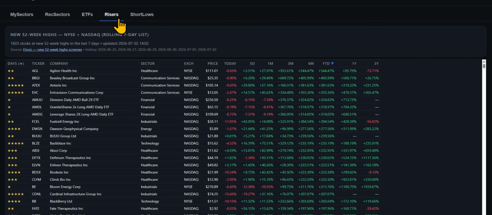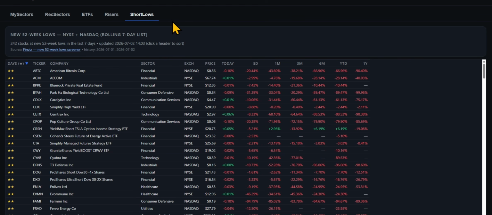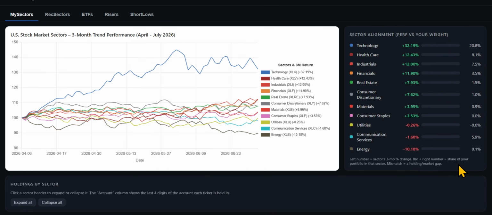Using the Risers tab from Claude Output, we'll place a trade in a pre-tax account like a 401k for stock trades. The next type of trade we'll do today is the short lows. So using the short lows tab from Claude Output, we'll place a short sale for those stocks that we think are going down. And the last type of trade we'll do is using my sectors, which is comparing the stocks that I own compared to the sectors to rebalance the portfolio.